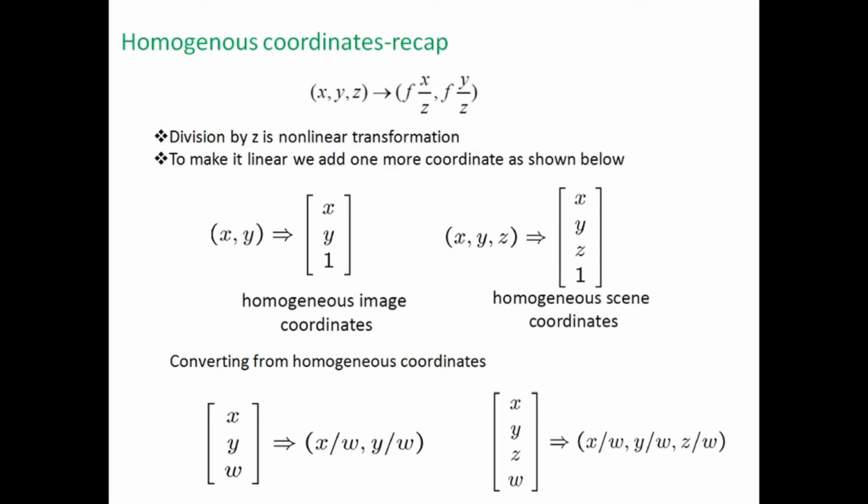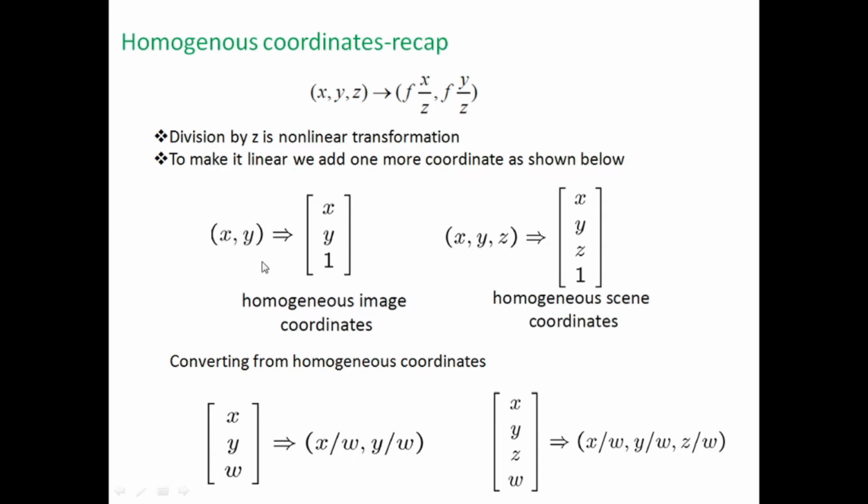If x, y, z is a scene coordinate, then f x by z, f y by z is a pixel coordinate. So to get an image coordinate from the scene coordinate, that is a 3-dimensional to 2-dimensional conversion, I am dividing the scene coordinate by its last coordinate so that I will get an image coordinate. Doing it like this, that means dividing by z, is a non-linear transformation. So to make it linear, I will add one more coordinate as shown here.